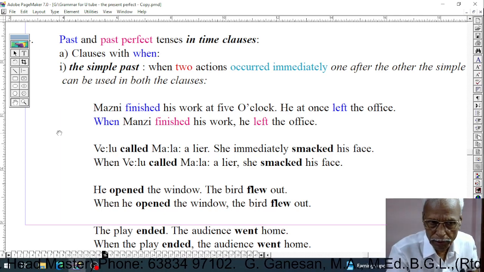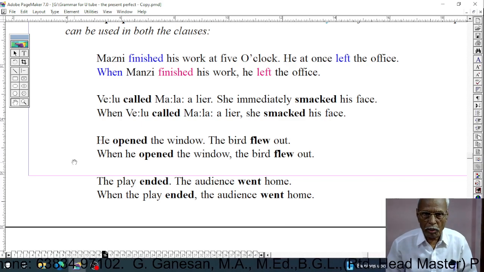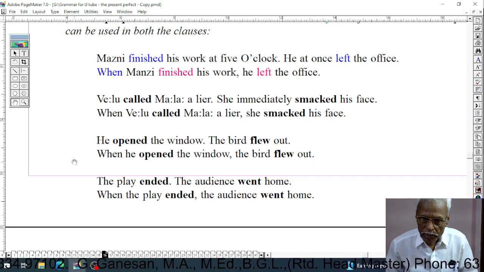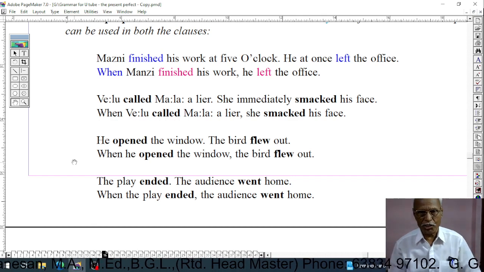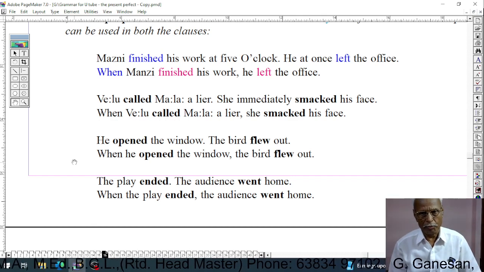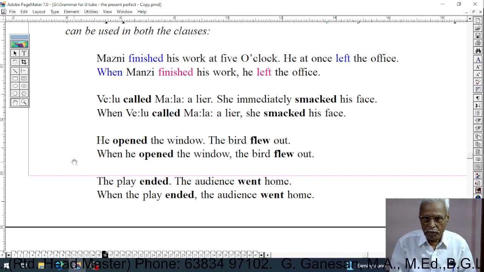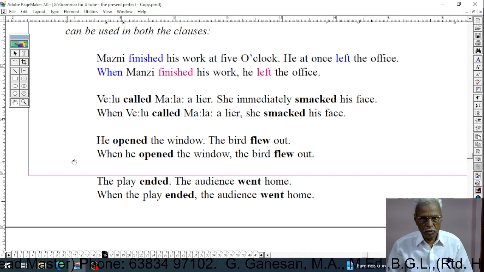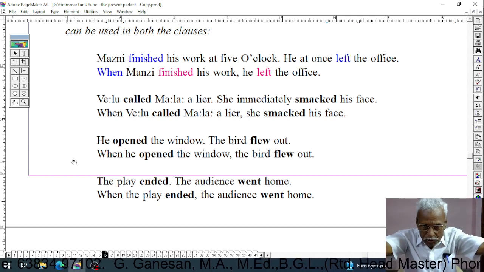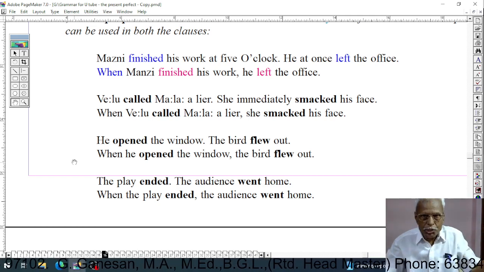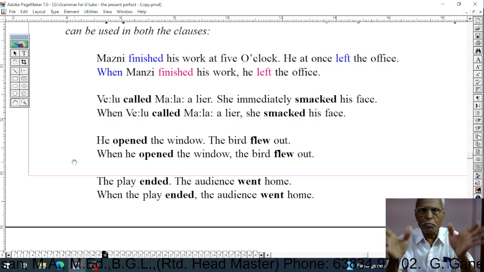Similarly, all the three examples I have done in the same way. Velu called Mala a liar. She immediately smacked his face. First he called her a liar, then she smacked his face. When Velu called Mala a liar, she smacked his face. He opened the window. The bird flew out. When he opened the window, the bird flew out. As soon as he opened the window, the bird flew out. Both actions have been expressed in simple past.